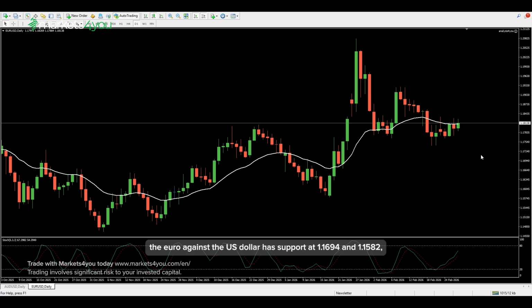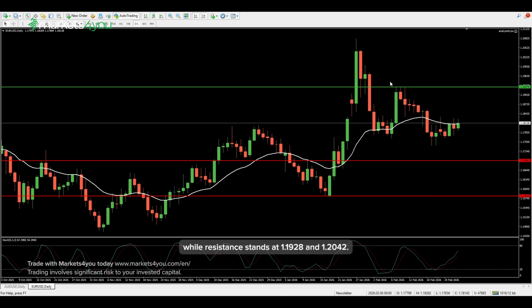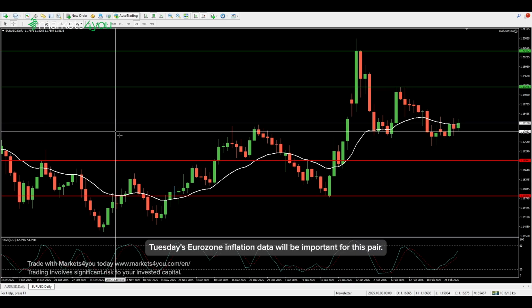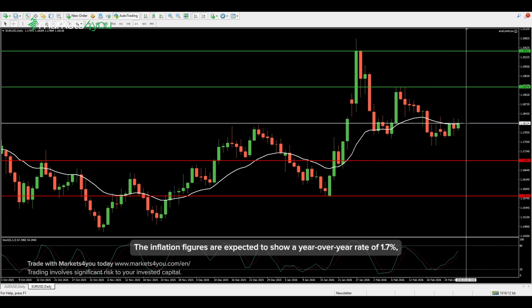Looking at key levels, the euro against the US dollar has support at 1.1694 and 1.1582, while resistance stands at 1.1928 and 1.2042. Tuesday's Eurozone inflation data will be important for this pair. The inflation figures are expected to show a year-over-year rate of 1.7%, unchanged from the previous reading, with a monthly increase of 0.4%. The consolidation around the 20-day moving average is a critical juncture for the euro. The stochastic moving higher toward overbought suggests buyers are in control.